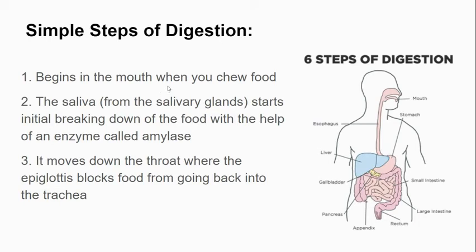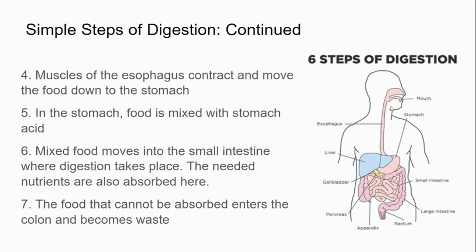So here's some simple steps to digestion. It begins in the mouth. The saliva and the salivary glands start the initial breaking down of the food with the help of the enzyme called amylase. It moves down the throat, which remember is the pharynx, where the epiglottis blocks food from going back into the trachea. And then the muscles of the esophagus contract to move food down into the stomach.